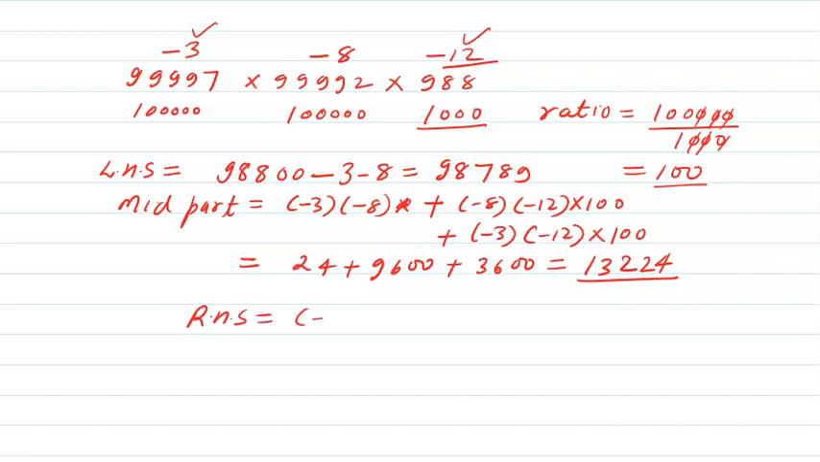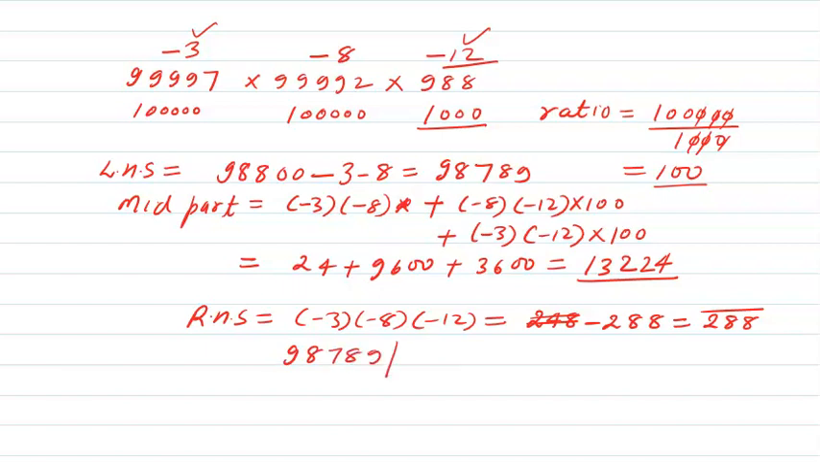So the right hand side will be minus 3 into minus 8 into minus 12. And in this case, we don't have to multiply by the ratio. So we get 24 into 12. So 240 and plus 48. So that is 248, right? 240 plus 48, that is 288, not 248. That is 288. But I get a negative sign, so I put a minus here. As you know, as a matter of convention, we put a bar on the negative term. So what is the answer finally? The answer finally is that the left hand side is 98789, the middle part is 13224, and the right hand side is 288 with a bar.